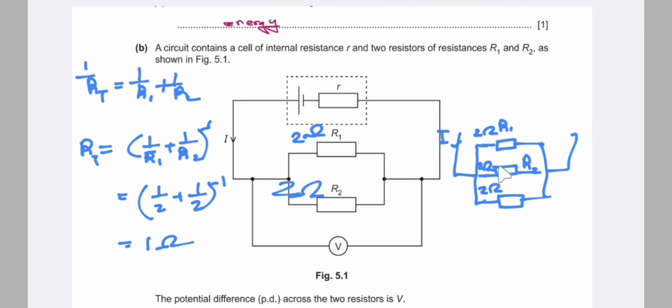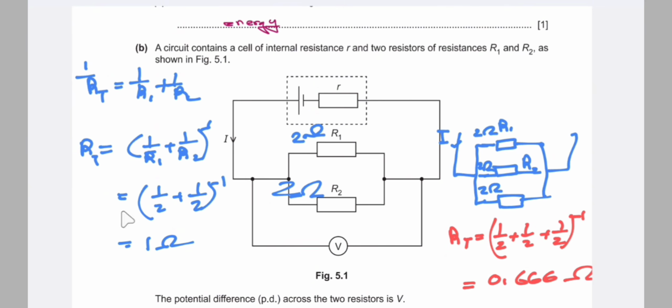Now for the three resistors in parallel, R total is equal to (1 by 2 ohm plus 1 by 2 ohm plus 1 by 2 ohm) inverse. So what is the combined resistance that we get? It is 0.666 ohm. So we can see clearly that for 2 resistors the resistance is more, but for 3 resistors the resistance is less. That means in a parallel combination, if we add more resistors, the total resistance value decreases.